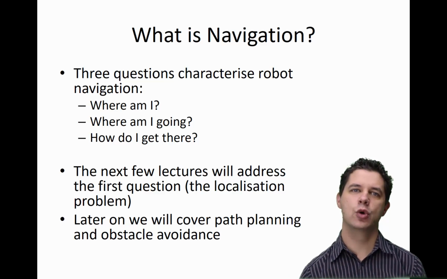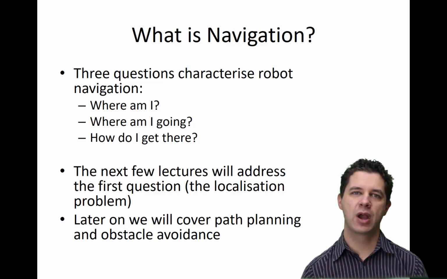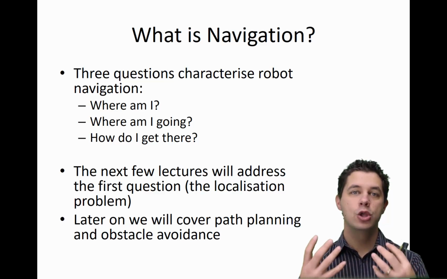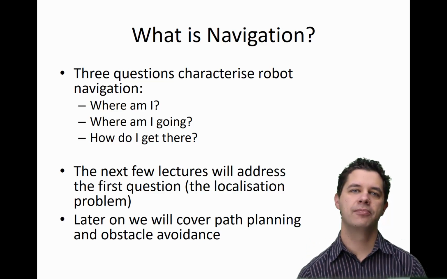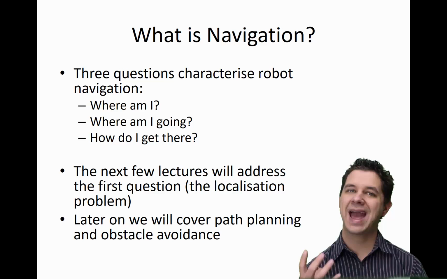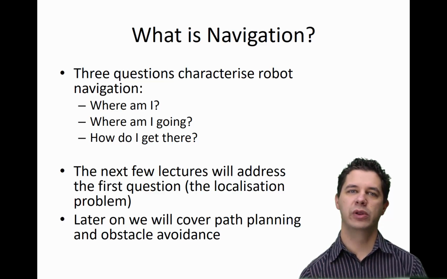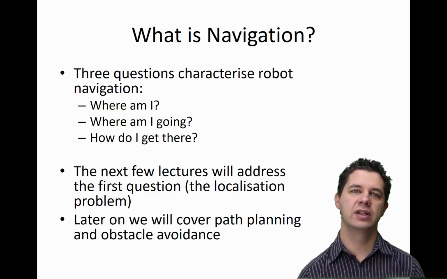Now, the next few videos that we'll be looking at will be answering the where am I question: how do we navigate and know where we are at a particular point in time. This is what we call the localization problem. And later on, in following weeks, we'll talk about the where am I going and the how do I get there questions. This is when we're looking at path planning and obstacle avoidance.